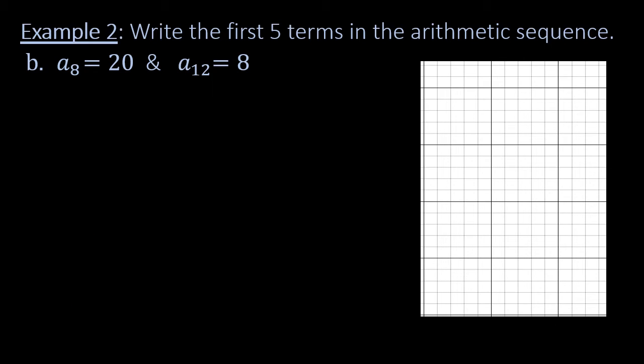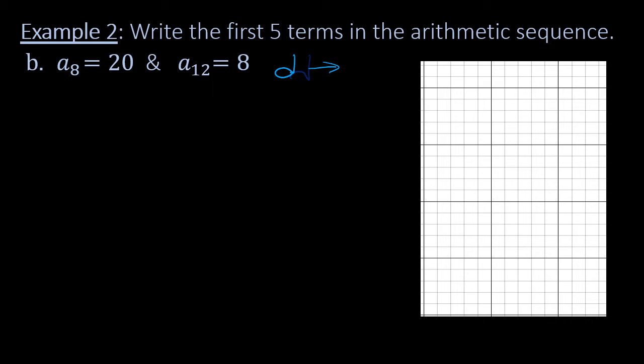All right, so we don't always have the first term, so sometimes we have to work backwards and see what we know. So I have the 8th term and I have the 12th term, and I know that I have a common difference. So I know that when I have an arithmetic series, I have a common difference, which means this is going to be linear.